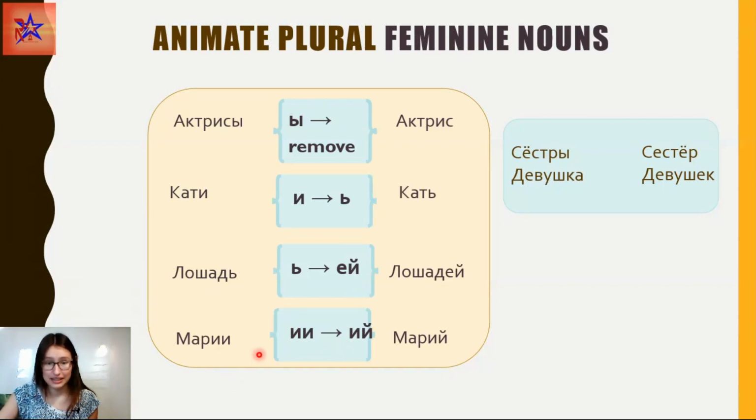Марии, и turns into й. And be careful, if we have a consonant cluster, you will need to add a vowel between them. Сестры becomes сестер. Девушки becomes девушек. Я встретил девушек. Я встретил сестер. But я встретил актрис.